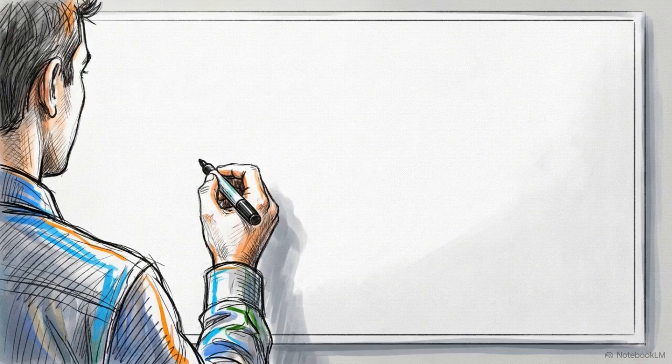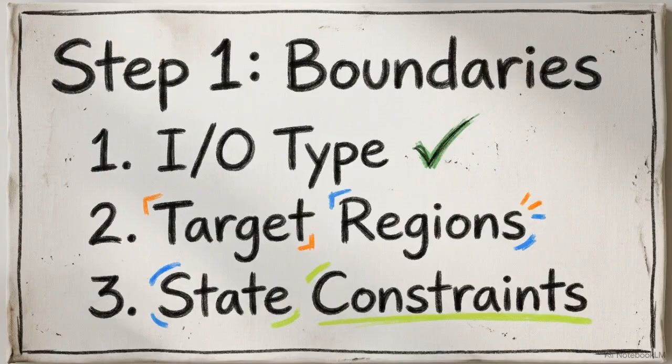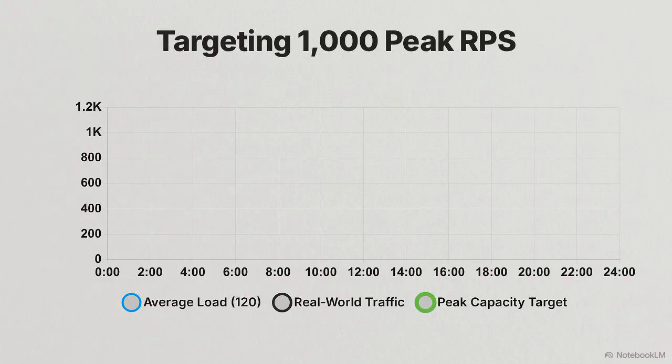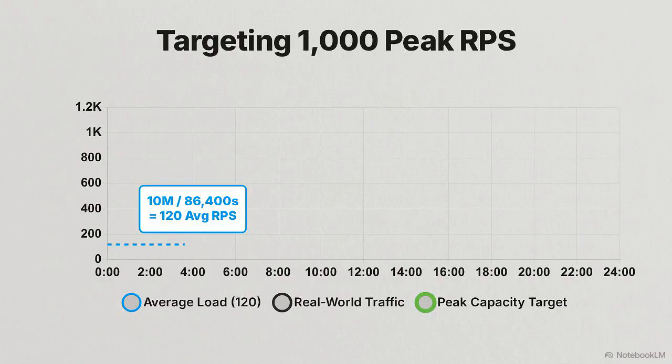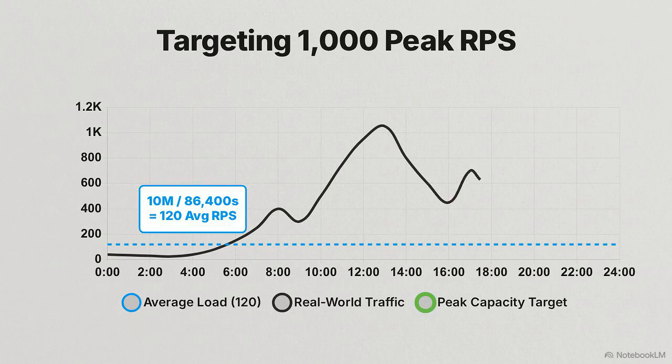Step 1 is to clarify the requirements before you draw a single box on the board. You must establish the operational boundaries by asking, are these mostly read or write requests? Is the traffic global? Is strict data consistency a requirement? Once you have those answers, step 2 is calculating the average requests per second. 10 million daily requests divided by the seconds in a day gives us roughly 120 average RPS.